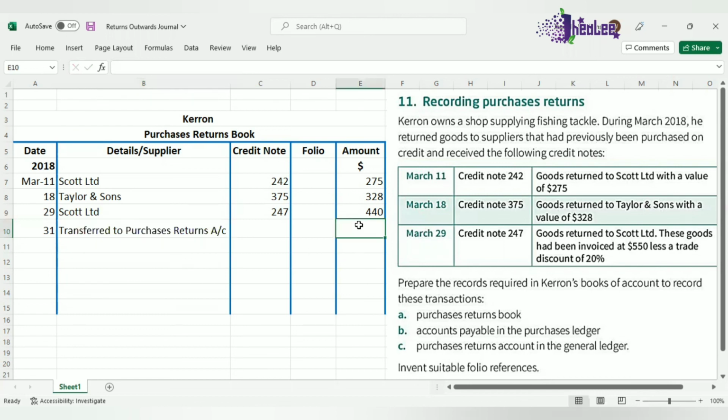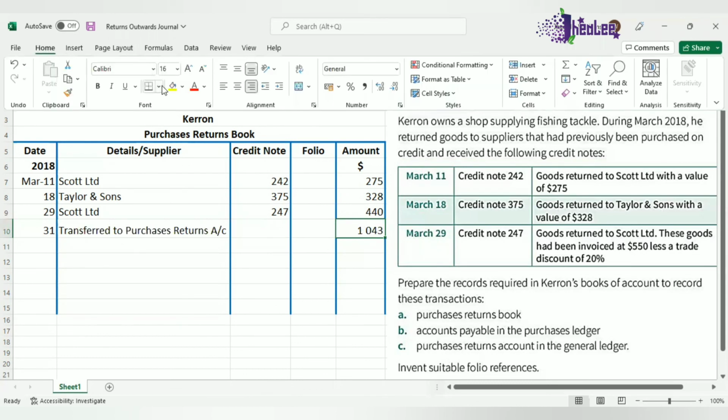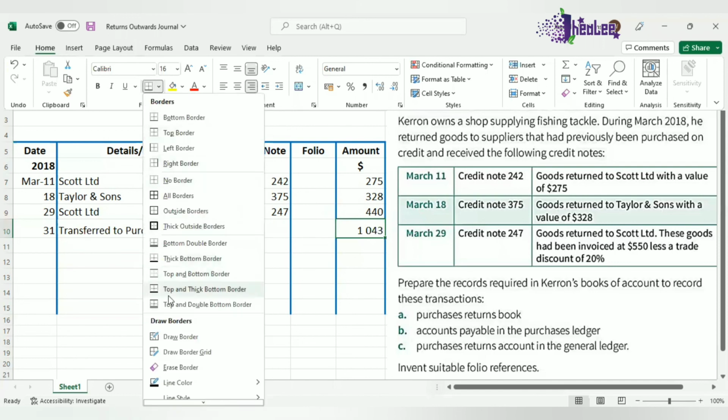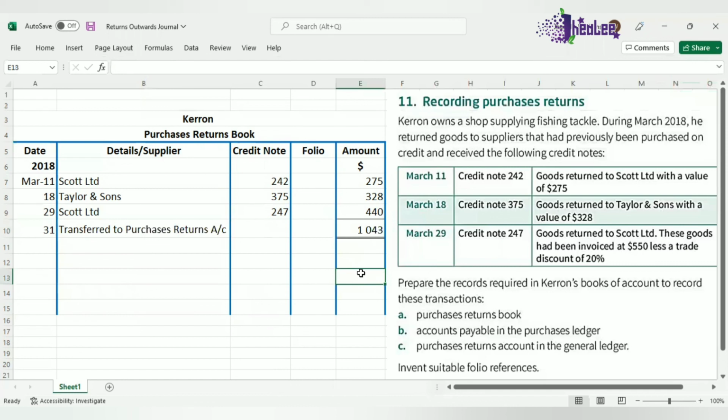What we're going to do now is to generate the actual total for the amount column. And that would give us our total returns outwards for the period. 275 plus 328 plus 440 give us a value of $1,043. So our total returns outwards for the month of March is $1,043. And that basically takes us to the end of this lesson.